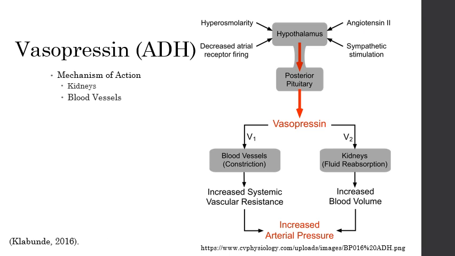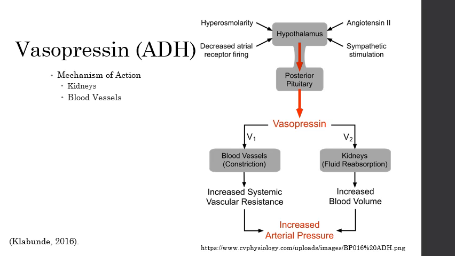Utilizing the cyclic AMP mechanism of the V2 receptors located on the collecting ducts within the kidney, vasopressin increases the permeability of the collecting ducts to water. This causes a urine formation decrease, thereby increasing blood volume, water retention, cardiac output, and arterial pressure.